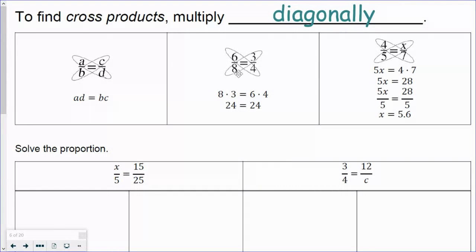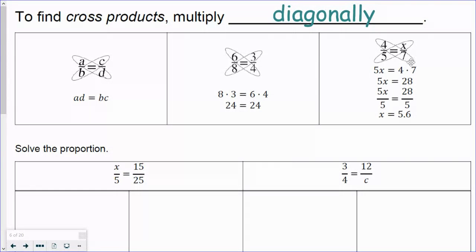If you look at example 2 here, we know we need to take 8 times 3. My numerator and my denominator, not from the same fraction, from different diagonal forms. Then we have 6 and 4 that we are multiplying. These are all different numbers, but their products are the same. So these are equivalent. 6/8 is equal, the same, equivalent to 3/4.